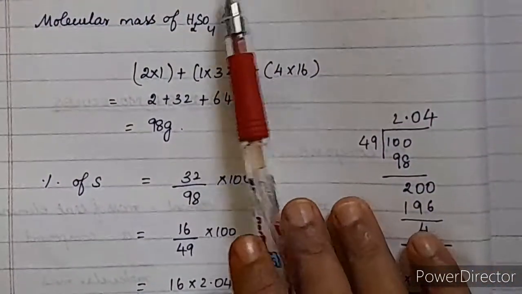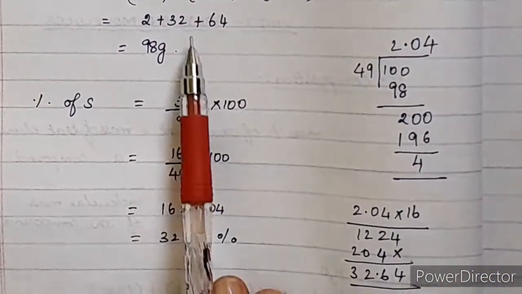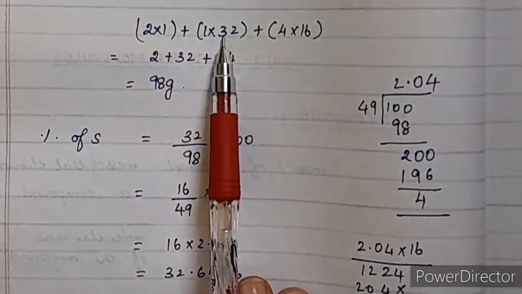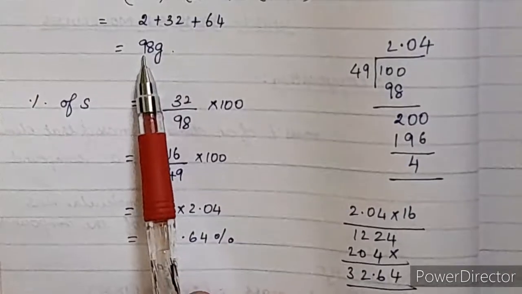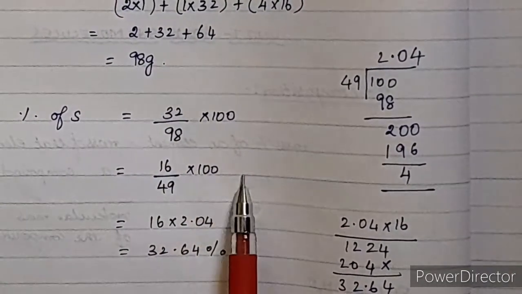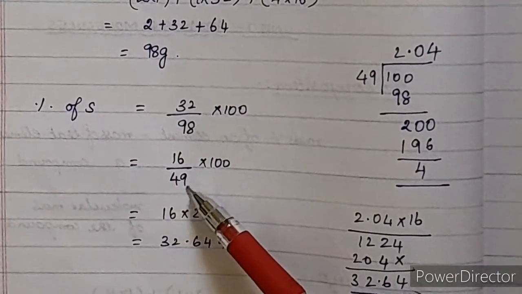Now I am going to calculate only the mass percentage of sulfur. So mass percentage of sulfur is equal to, what is the mass of sulfur? It is 32, isn't it? So 32 divided by molecular mass of sulfuric acid, 98, into 100. Now this I can cancel by 2. I will get 16 by 49.